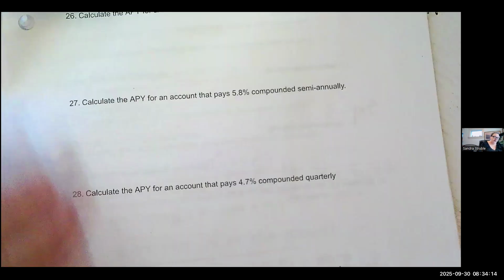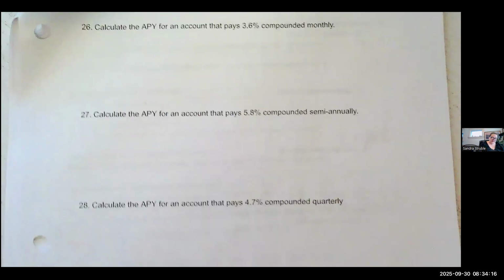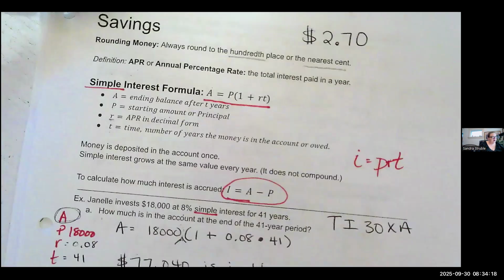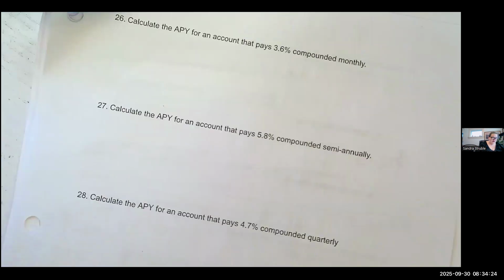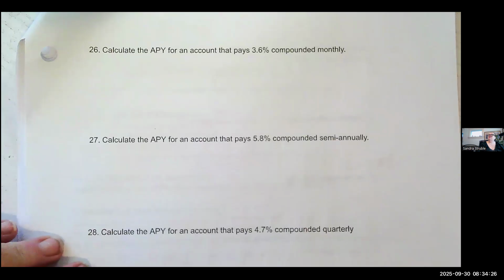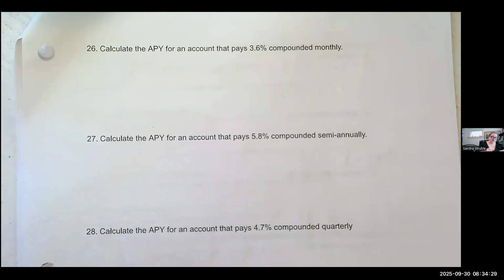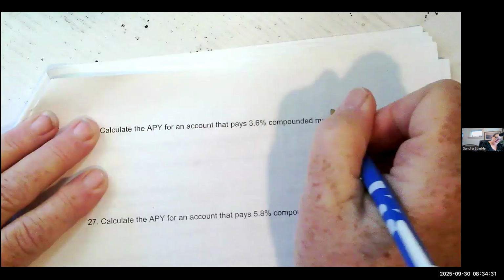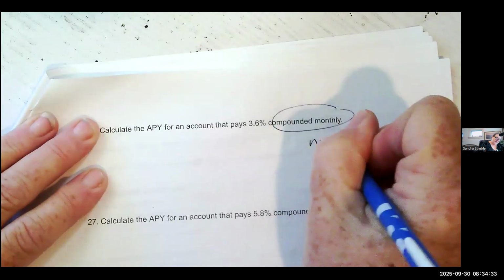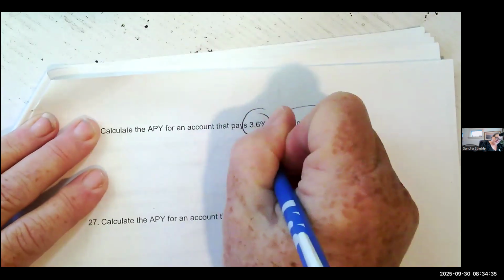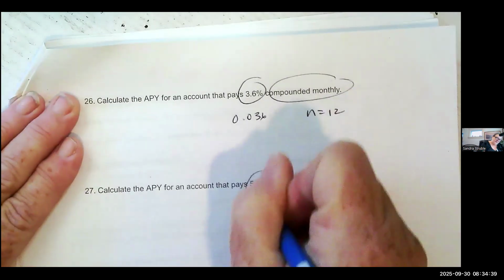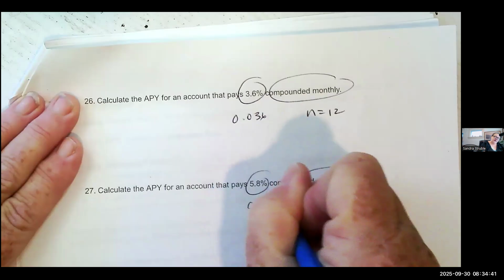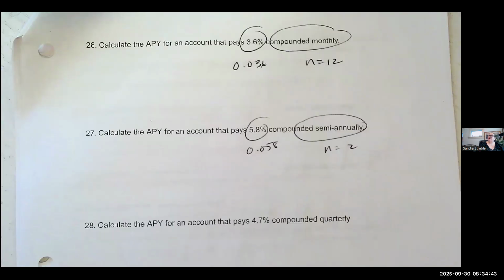This is literally all you would do for this entire thing. That is all you're having to do for APY. It's going to be the same thing over and over again. If you would like to go through more of this with me, I'm happy to do so, but that is truly all you need to know: the compounding, N is 12, and the rate, 0.036. The compounding, N is 2, and 5.8 is 0.058. Those are the only two things you need for APY.